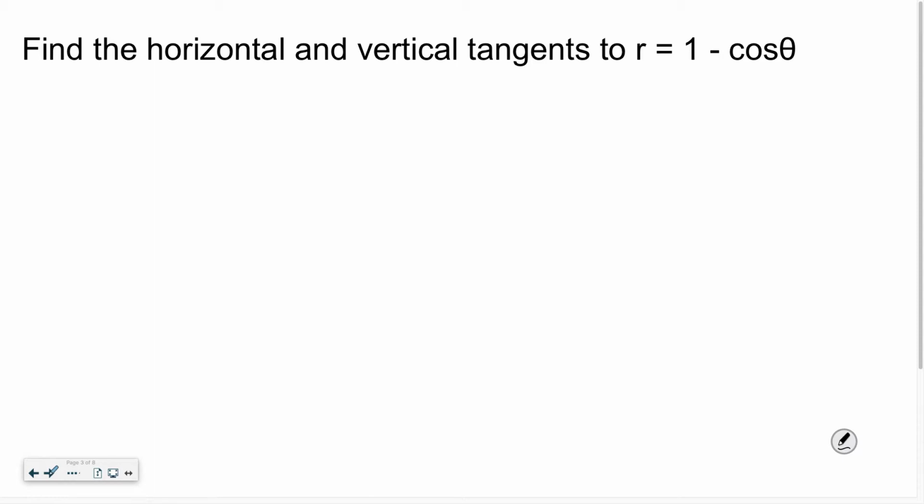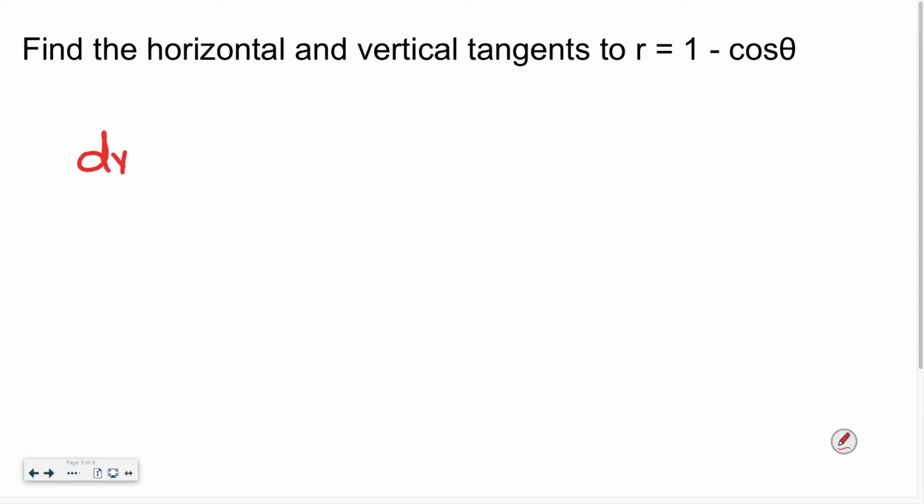Finding horizontal and vertical tangents. You did a lot of free response problems like that. It's been a while, like a year and a half. It's math, we do a lot of math. So let's think about this.